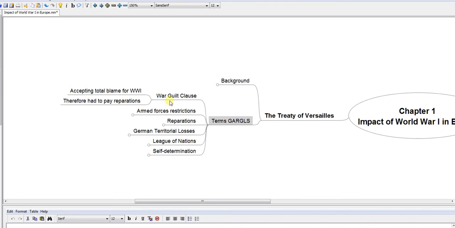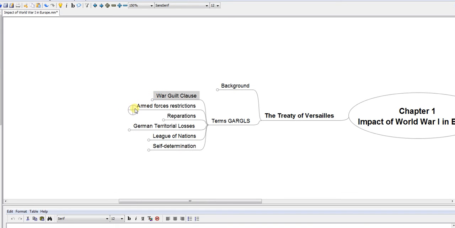G for guilt. Firstly, of course, Germany being the one held responsible for World War One had to accept total blame for World War One. It had no say, and all the blame was placed squarely on German shoulders. And because they were forced to accept the blame, they had to pay reparations, which we'll talk about later on.